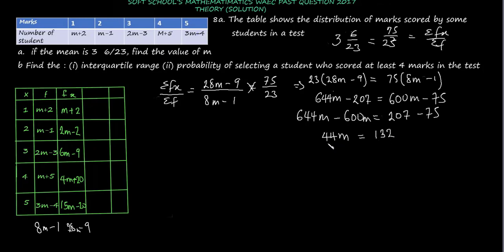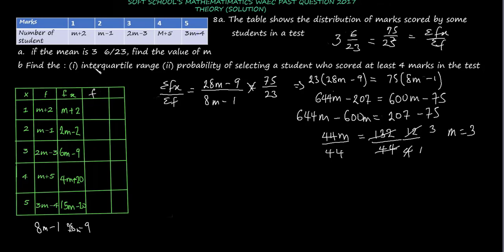132. So you divide both sides by what? 44. Now, when you look at this, you see that you can divide this by 11. So 11 here is 4, 11 here is 12. So 4 here is 1, 4 here is 3. So our m is equal to what? 3.